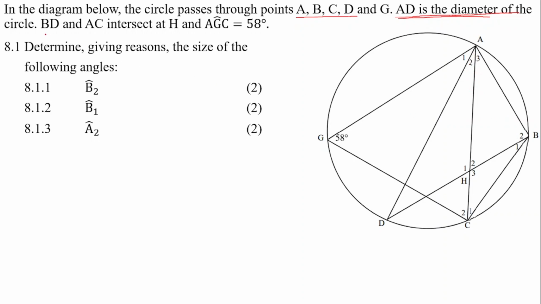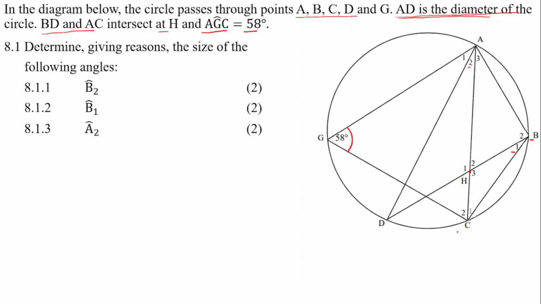Okay, BD and AC intersect at H. This is where BD and AC intersect, right? And then angle AGC is 58 degrees. This angle is 58 degrees. We have to check what we are given and also work on our riders, right? We are required to find angle B2. This is angle B2. And then we are required to find angle B1. This is B1. And then we are required to find angle A2, right?